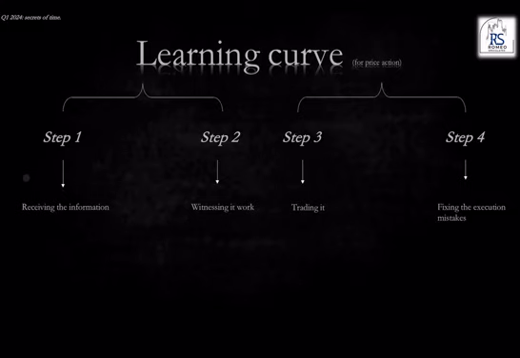The learning curve, step 1, receiving the information. Step 2, witnessing it work. Step 3, trading what you witnessed work. Step 4 is fixing the execution mistakes. Because forget profiting for a second. If you focused more on correcting the losses, then the only result is a profit, right? So put more emphasis on correcting mistakes rather than trying to discover the Holy Grail, right?